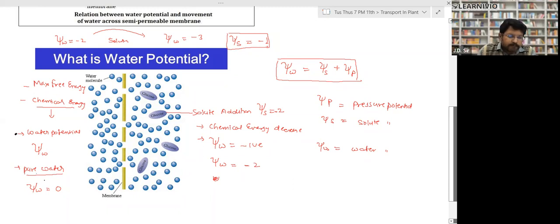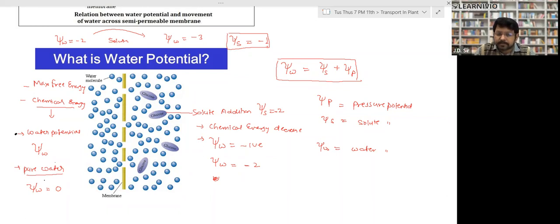So pure water has maximum potential, and the maximum potential of water can be 0, right? So what is the maximum potential energy of water? That is 0, right? And whenever we add a solute to pure water, the potential energy or free energy of water decreases. So if it decreases, what will be the energy of the solution? Free energy of solution less than 0 or not?